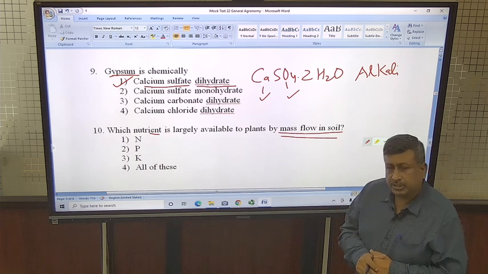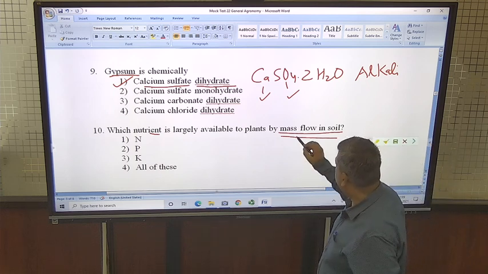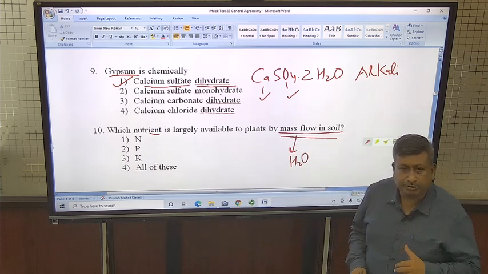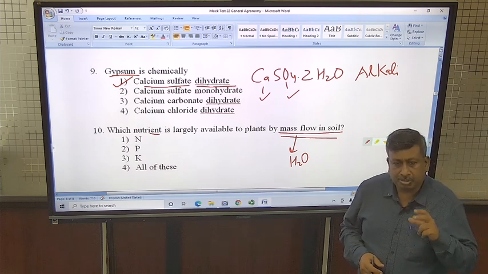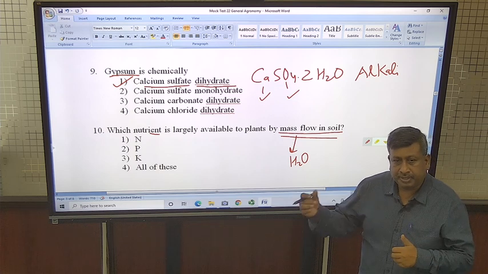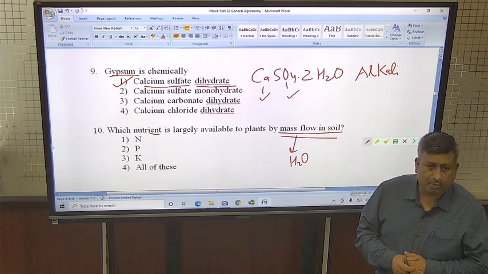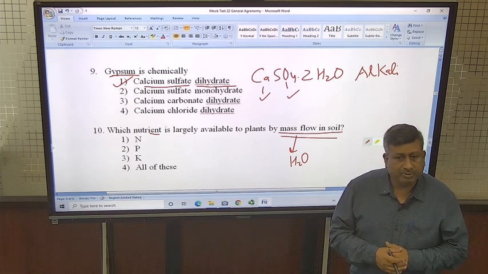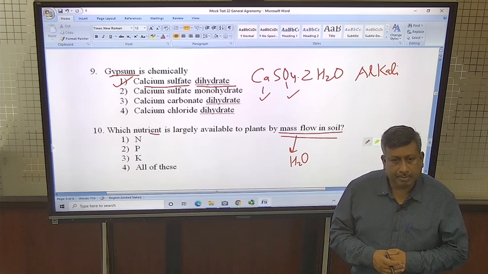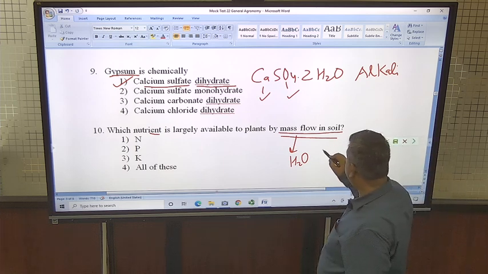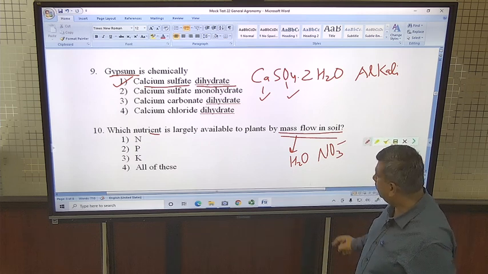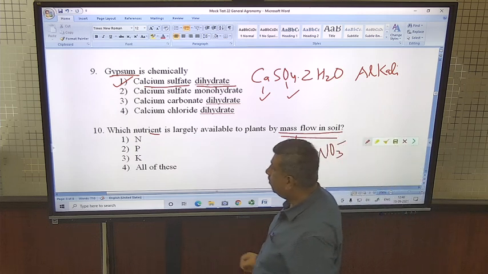In mass flow, water is present, water moves and it carries the dissolved nutrients. So it means the nutrients which are soluble in water and present in solution are available through mass flow. If a nutrient is fixed or in non-exchangeable form, then it is not available through mass flow. Nitrate remains in soil solution owing to its anionic nature, so it is available through mass flow.